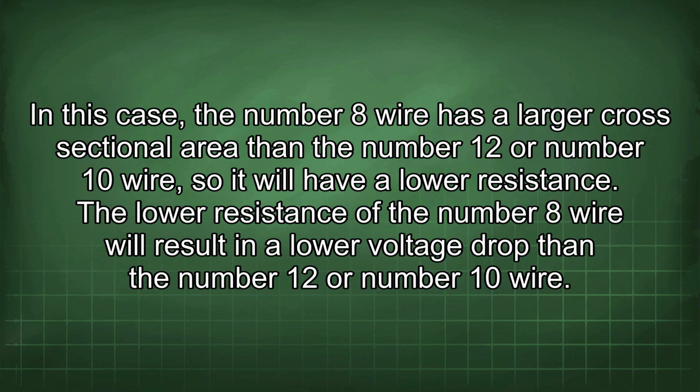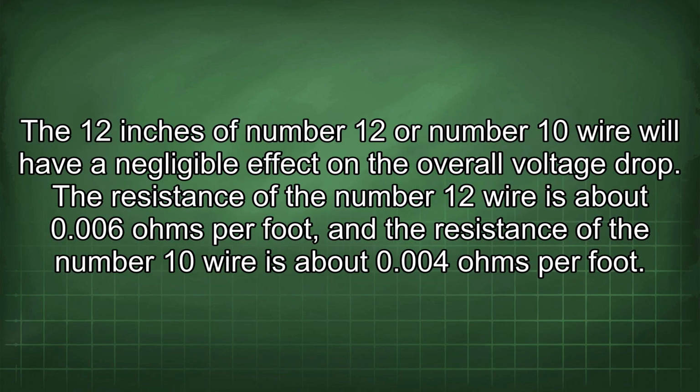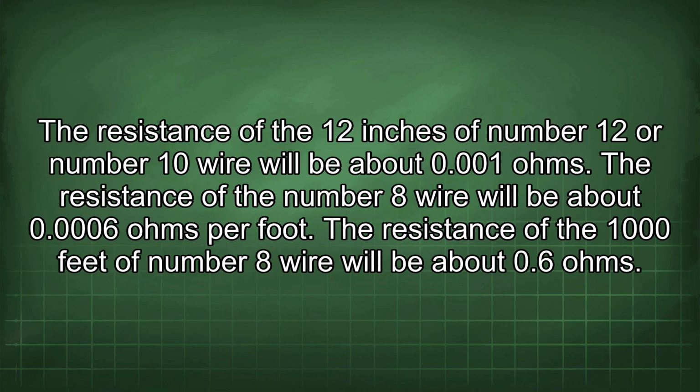The lower resistance of the number 8 wire will result in a low voltage drop. 12 inches of number 12 or number 10 wire will have a negligible effect on the overall voltage drop. The resistance of the number 12 wire is about 0.6 ohms per foot, and the resistance of the number 10 wire is about 0.4 ohms per foot. The resistance of the 12 inches of number 12 or number 10 wire will be about 0.1 ohms. The resistance of the number 8 wire will be about 0.6 ohms per foot. The resistance of the 1000 feet of number 8 wire will be about 0.6 ohms.